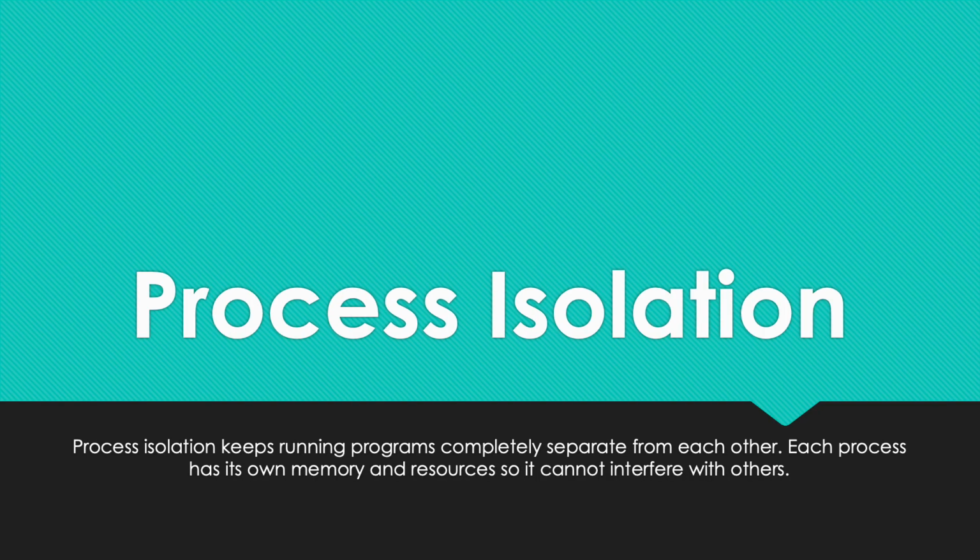Process isolation keeps running programs separate so one can't damage or interrupt another. The main idea is stability and protection. A good example is when one browser tab crashes but the entire system stays up.